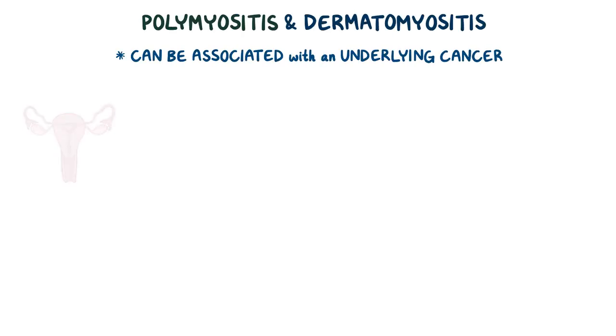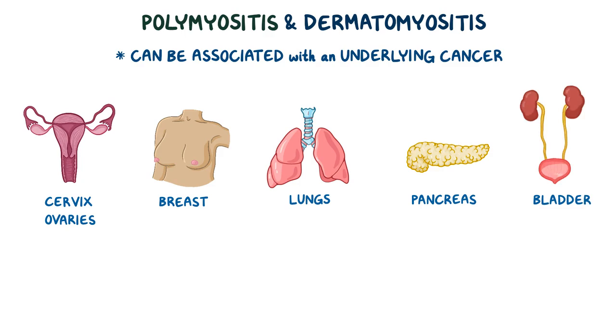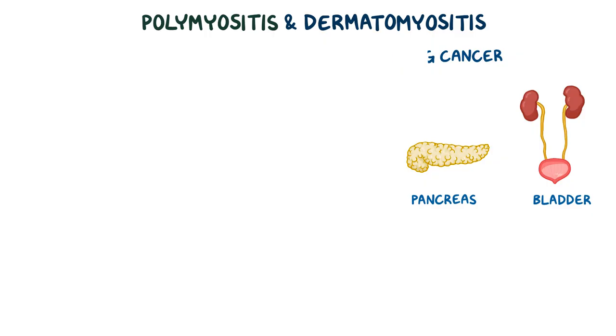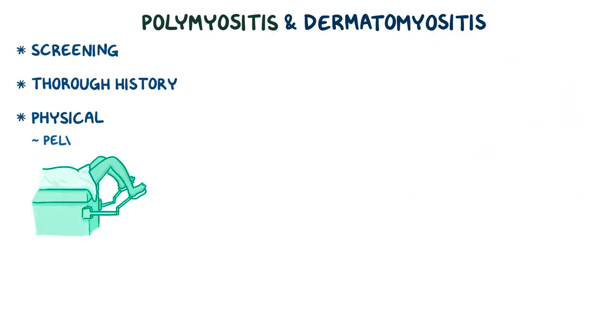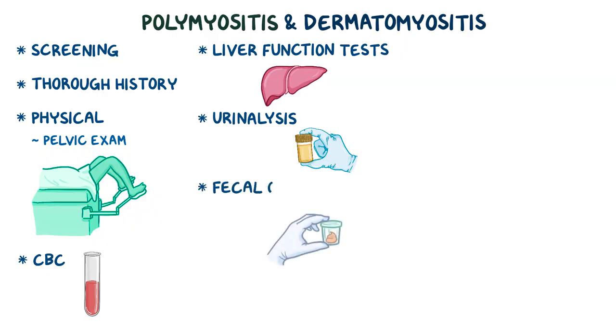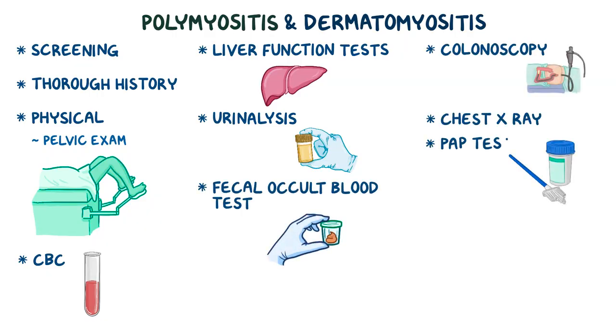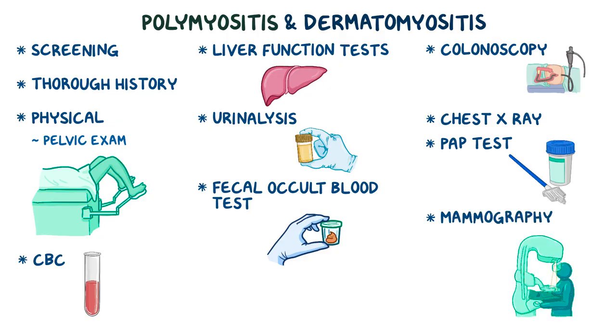Dermatomyositis and polymyositis can both be associated with an underlying cancer of the cervix, breasts, ovaries, lungs, pancreas, or bladder. So whenever an individual is diagnosed with dermatomyositis or polymyositis, they should get screening with a thorough history and physical, including a pelvic exam. In addition, a CBC, liver function tests, urinalysis, fecal occult blood test, colonoscopy, chest x-ray, Pap test, and mammography should all be done.